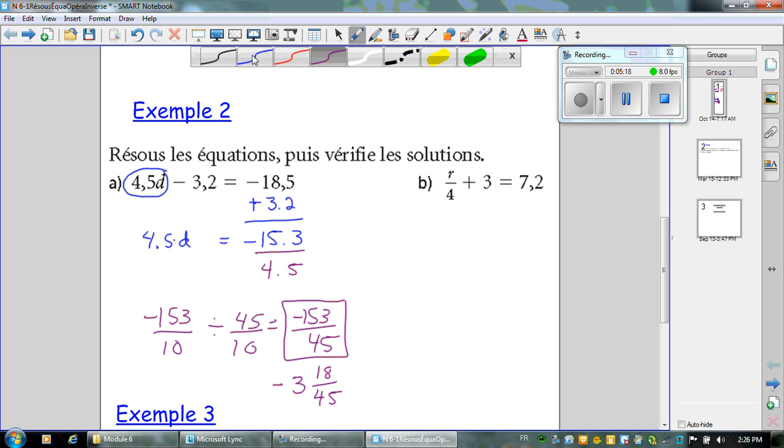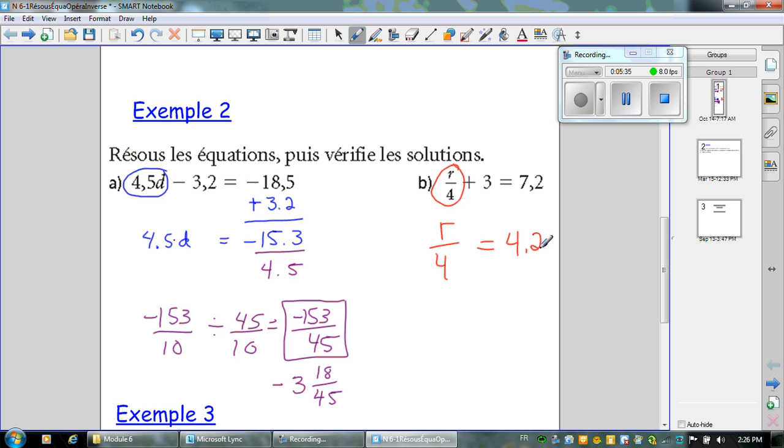Second example. So you're looking for what number, if I add 3, I get 7.2. You can probably figure that out. What number do I add 3 to get 7 and 2/10? Well, that number has to be 4 and 2/10. And if you can't get 4 and 2/10, just do the inverse of adding 3.